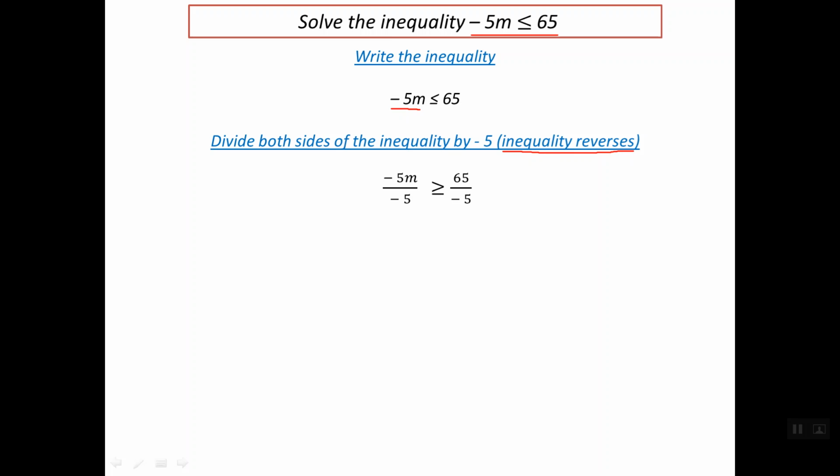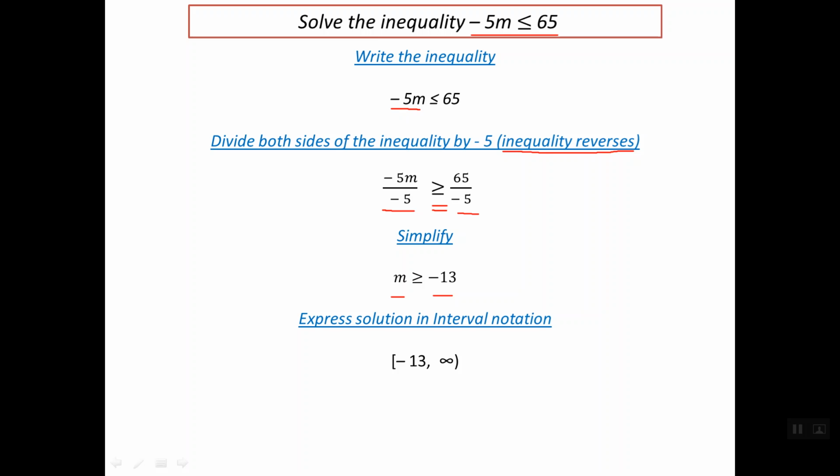So by dividing by minus 5, the left side becomes minus 5m divided by minus 5. And see here the inequality reverses. So instead of less than or equal, it becomes greater than or equal. And for the right side of the inequality, it is 65 divided by minus 5. Now we can simplify. So the left side contains only m, and the right side is the division of 65 by minus 5, so it is minus 13. So the solution is any value of m which is greater than or equal to minus 13.